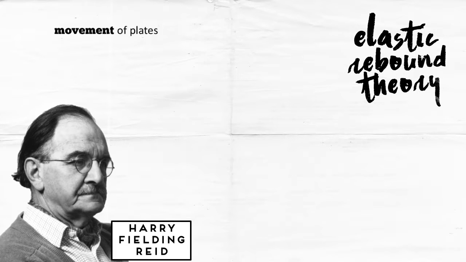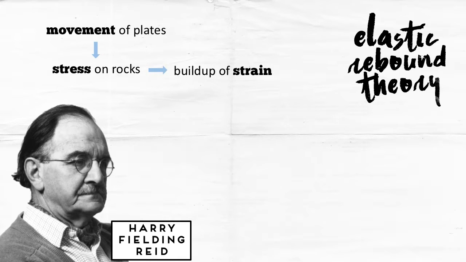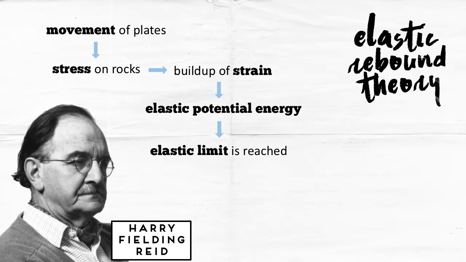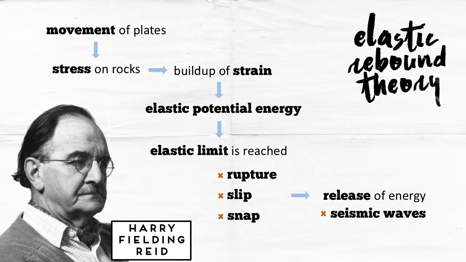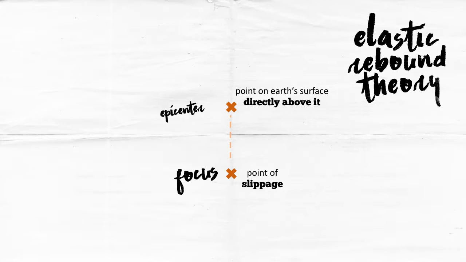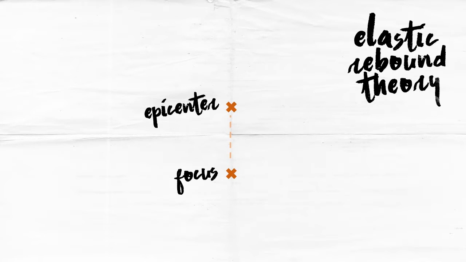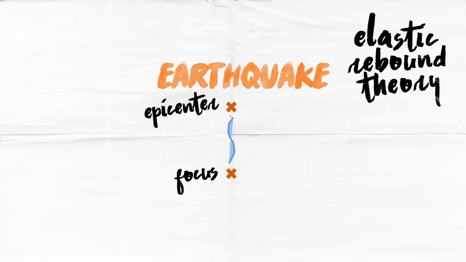It happens like this. The movement of plates puts stress on rocks, causing a buildup of strain and elastic potential energy. Eventually, the elastic limit of these rocks is reached, and they rupture, slip, or snap, releasing the built-up energy in seismic waves. The point where the slippage happens is called the focus, and the point on the Earth's surface directly above it is called the epicenter. When the seismic waves reach the epicenter, we feel the earthquake.